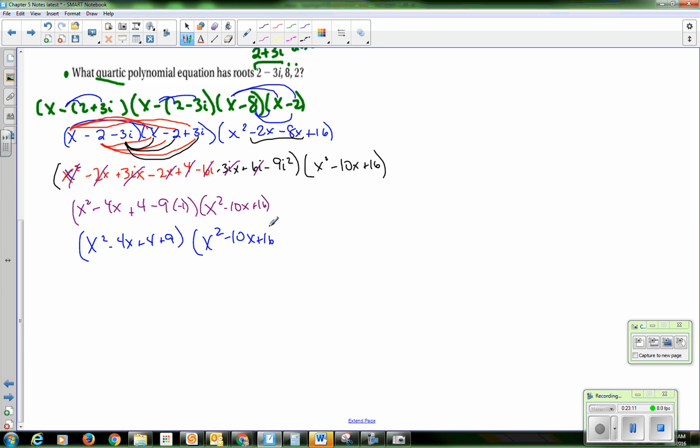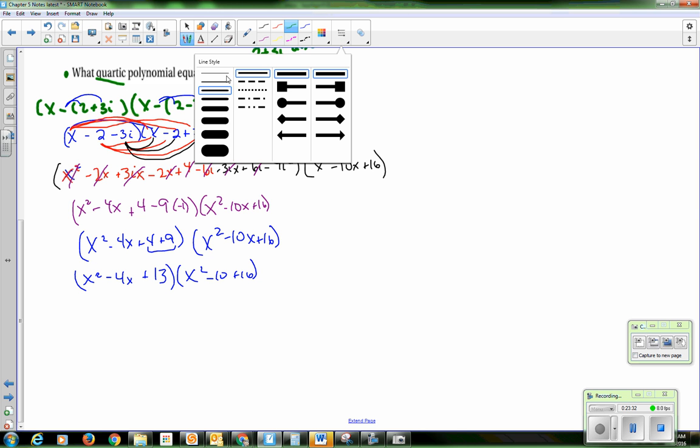I'll rewrite that guy. 4 plus 9 is 13. So x squared minus 4x plus 13 times x squared minus 10x plus 16. Now everything, we're going to multiply again. I know, tons of multiplying.